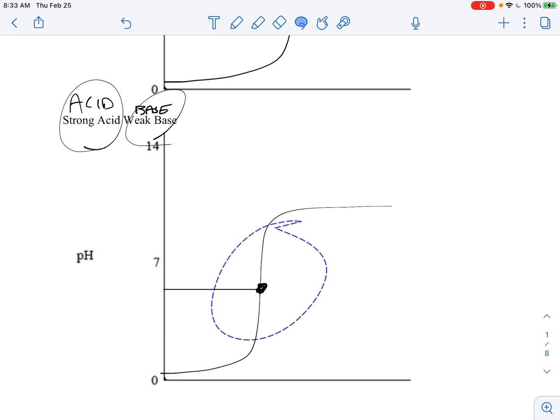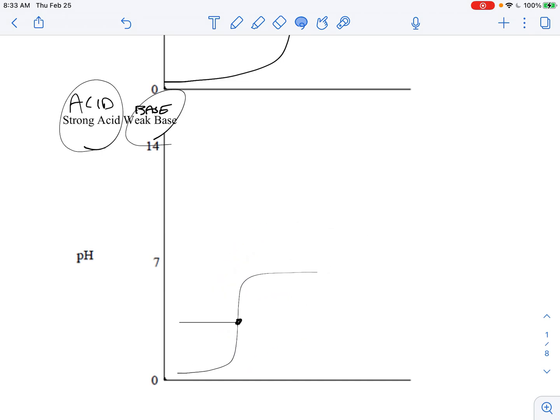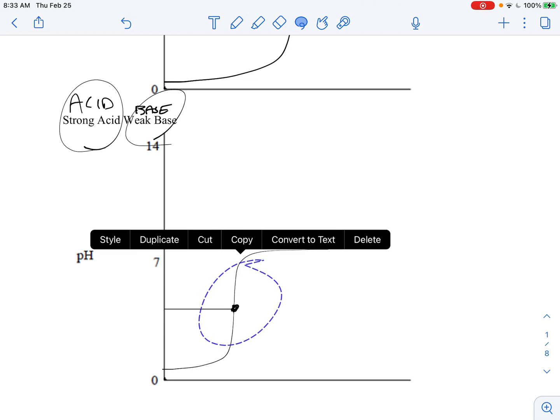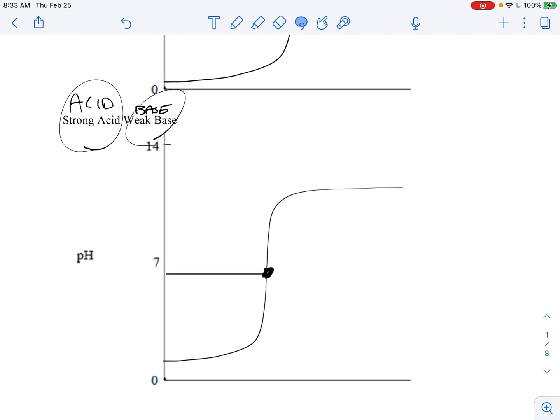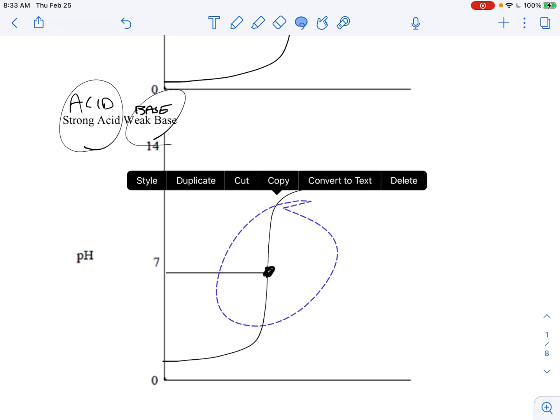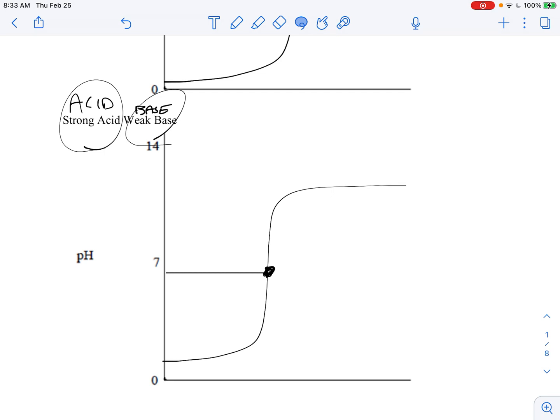So if you have a tremendously weak base, then you'd be talking about an equivalence point that was more along these lines. If you have a base that's weak but not quite so weak, then maybe you're talking about an equivalence point that's just a little bit below 7. But regardless, if you have a strong acid, weak base situation, then you are going to end up with an equivalence point that is below 7.